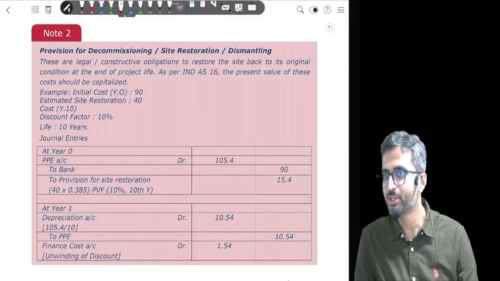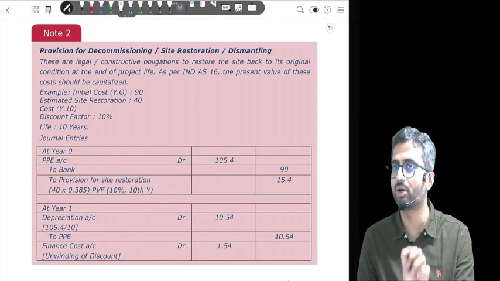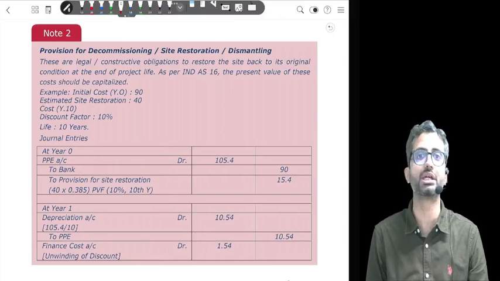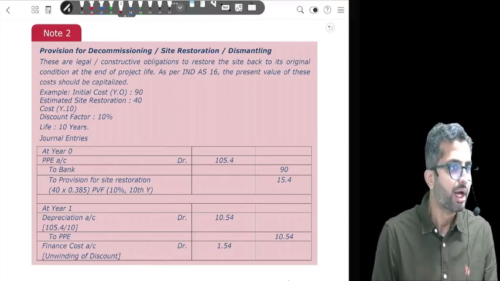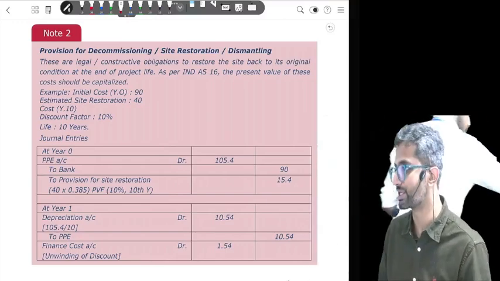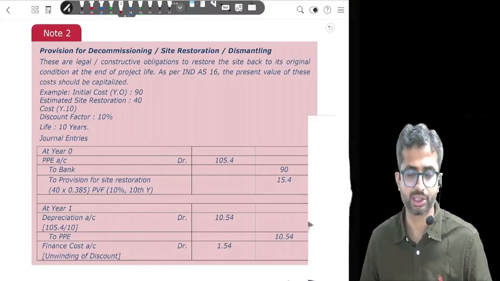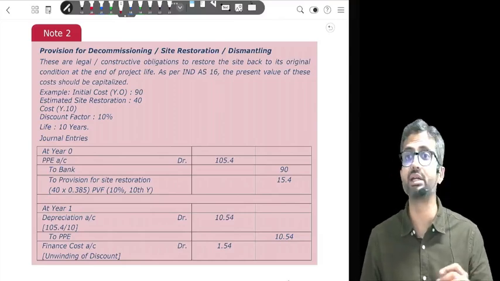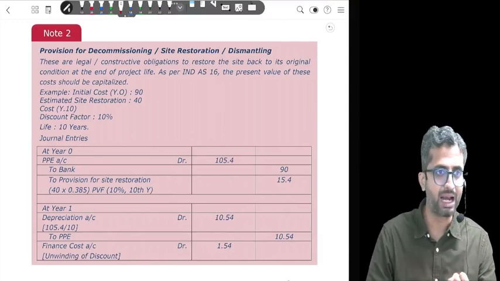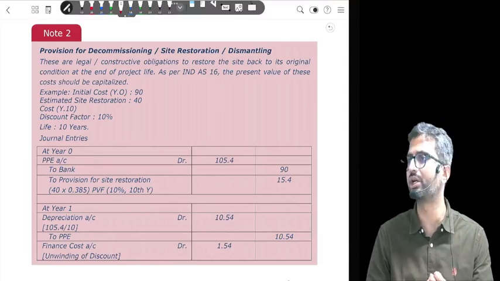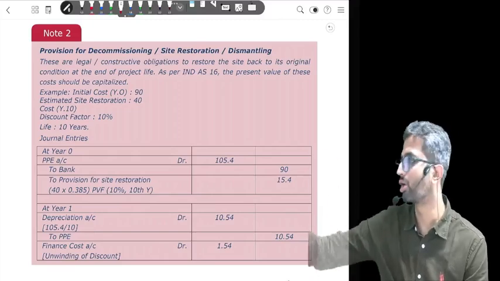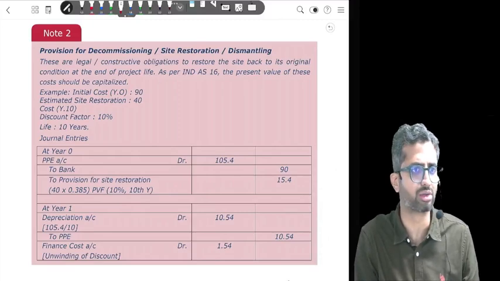Okay, so this is arguably one of the most important parts, I would say, within the PP section, which is site restoration. There are two standards which are connected over here: Ind AS 16 and Ind AS 37. 37 is on provisions and contingencies. Now what do you mean by site restoration expense? It can be called dismantling, decommissioning, or site restoration. We will call it SRO, site restoration obligation. But what is site restoration actually?